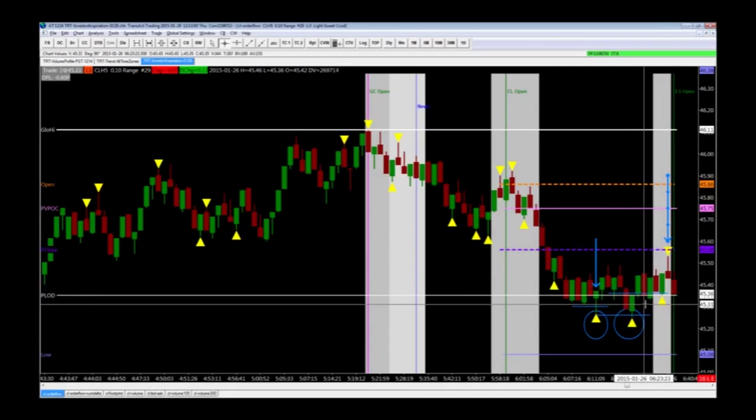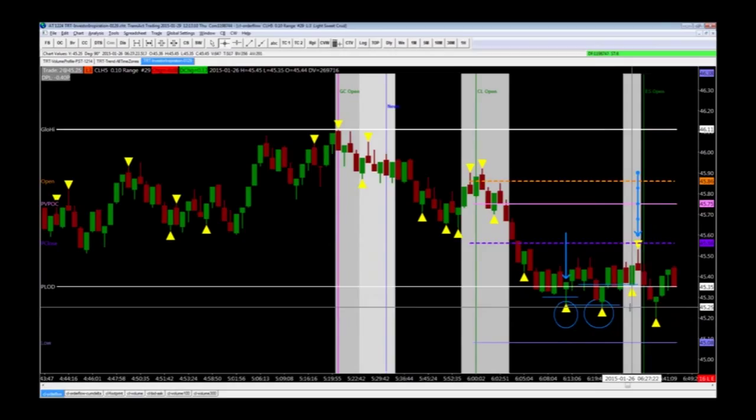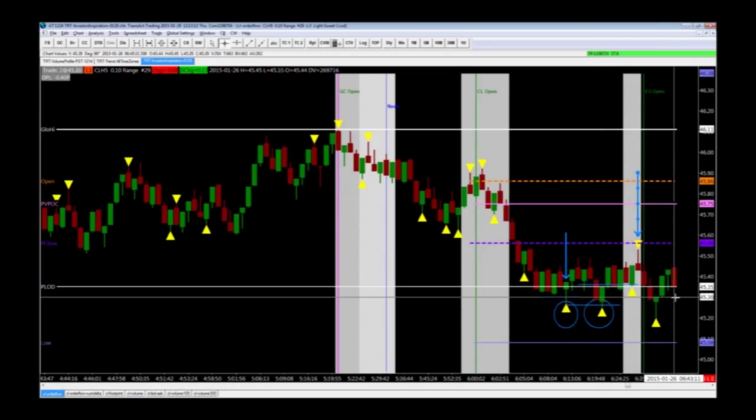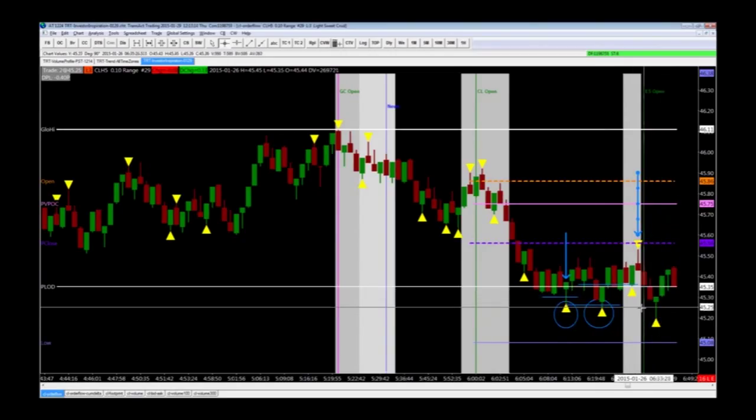In this case, you actually get another break of the low on absorption, and it's actually even a better signal at this point.